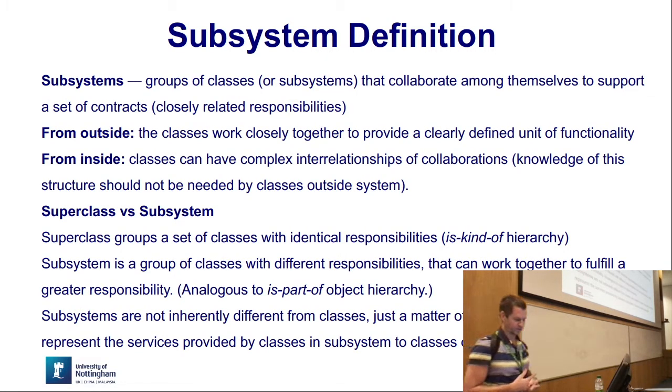I hope everybody understood that. Subsystems are not conceptually different from classes, just a matter of size and scale. Subsystem contracts represent the services provided by classes in a subsystem to classes outside the subsystem. In the DVD analogy, those 5 buttons, play, stop, forward, rewind, pause, are a contract. And they represent what the DVD subsystem can do.